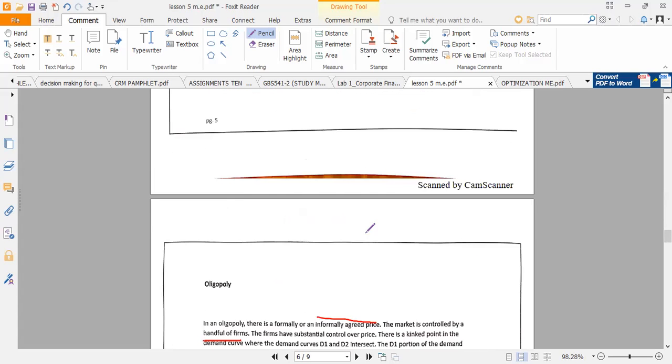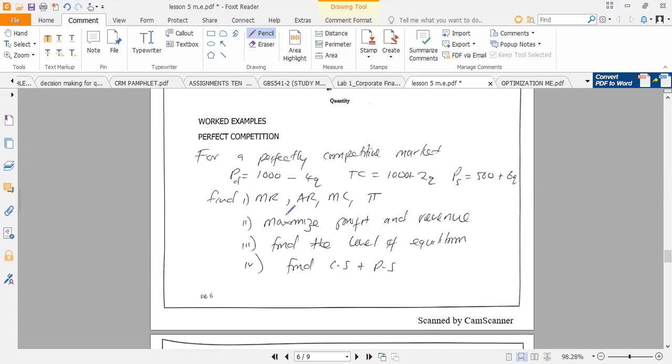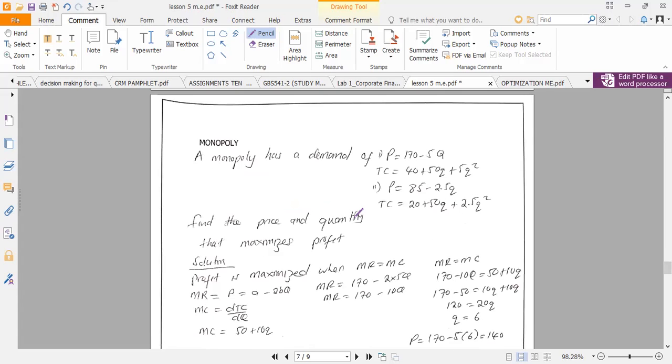Now, you'll be told in an exam question that we have a perfectly competitive market. The price is 1,000 minus 4Q. TC is 100 plus 2Q. They'll ask you to find the marginal revenue, average revenue, marginal cost, and the profit. And maximize profit and revenue and find the level of equilibrium. So these are 3 topics in one. So, perfectly competitive market.